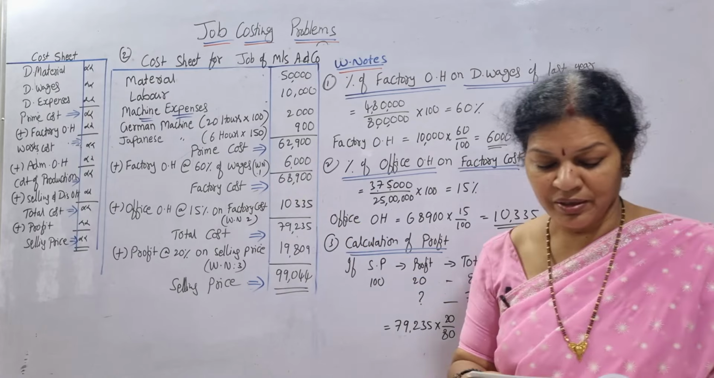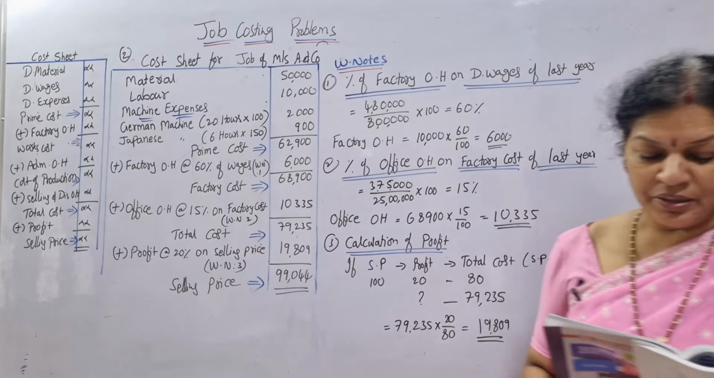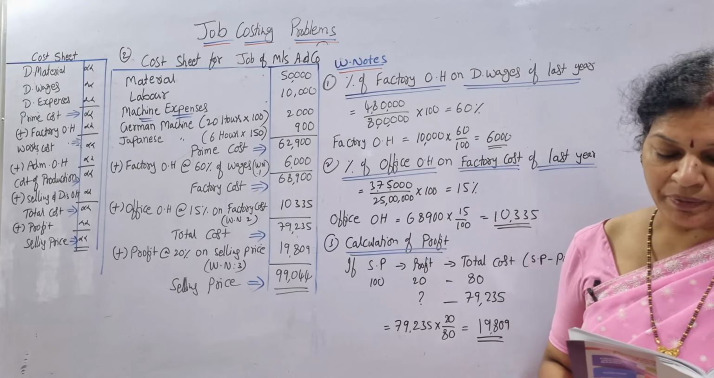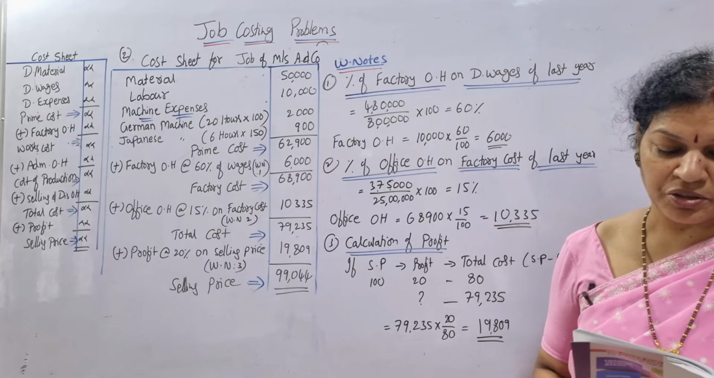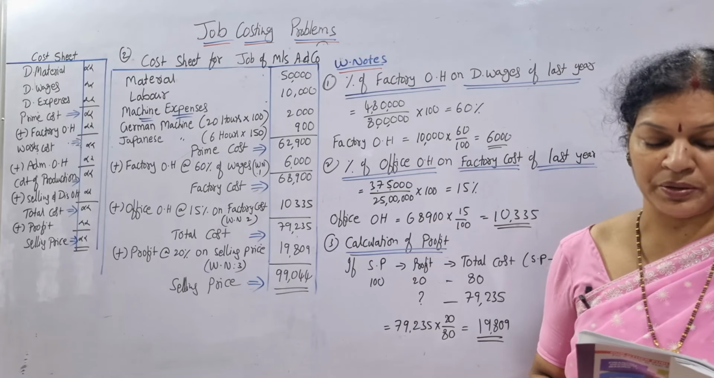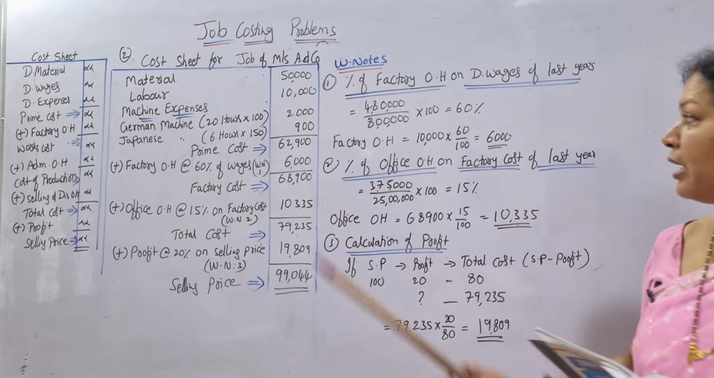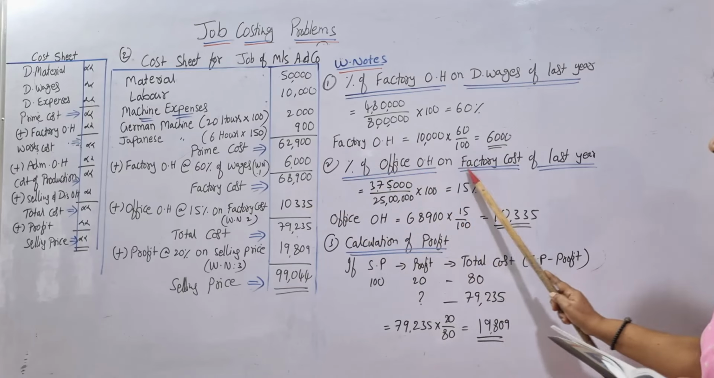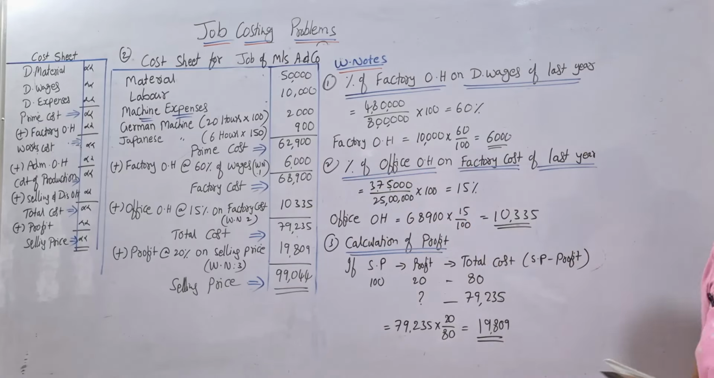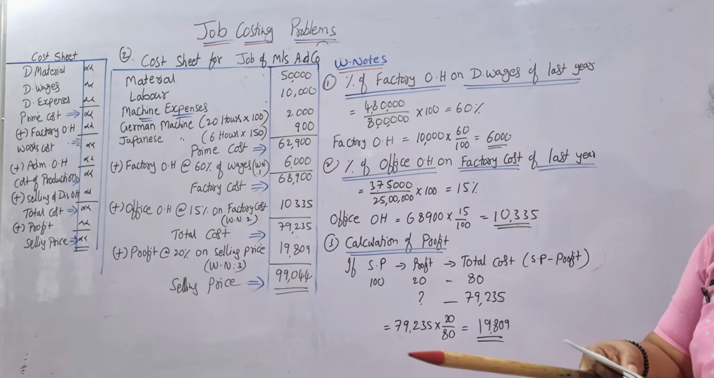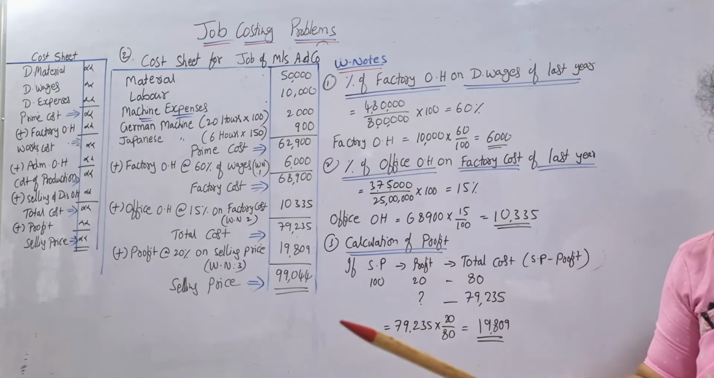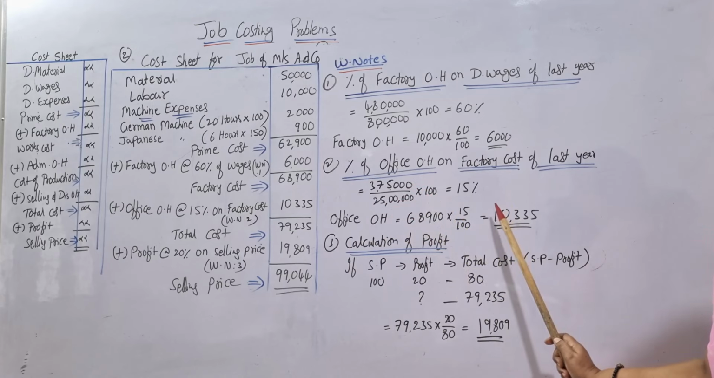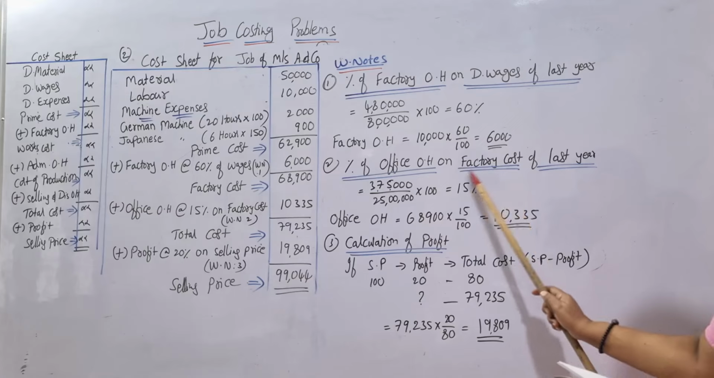Next, what else is given? In the same fashion, last year the factory cost of all jobs amounted to 25 lakh as against 3 lakh 75,000 office expenses. Now this also you have to calculate, the percentage of office overheads. Office overheads we are going to calculate on the factory cost of last year. So what is given to us? 25 lakh and 3 lakh 75,000. Minimum by maximum into 100. 3 lakh 75,000 by 25 lakh into 100. You get the percentage, 15%.